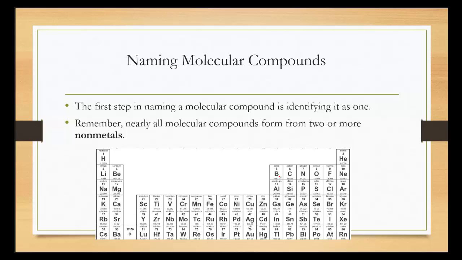So we have a stair-step line here. On the left, you have metals, and on the right, you have nonmetals. Nearly all molecular compounds have formed from two or more nonmetals. So both of the atoms are going to be on the right-hand side of the periodic table because they're both nonmetals.